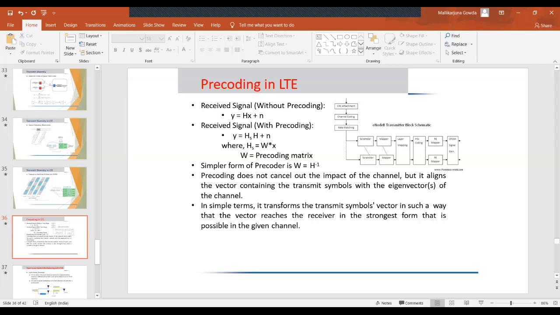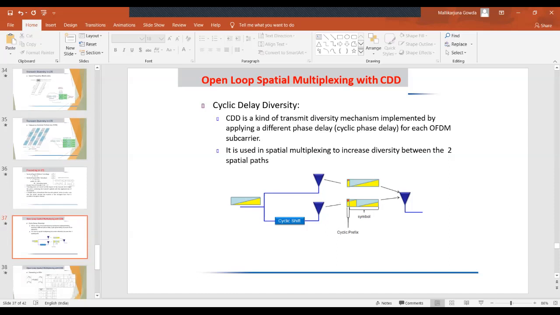When the pre-coding matrix is equal to the inverse of the channel matrix, it does not mean that it will cancel out the impact of the channel, but it aligns the vector containing the transmit symbols with the eigenvector of the channel. So to say in simple words, it transforms the transmit symbol vector in such a way that the vector reaches the receiver in the strongest form that is possible in the given channel. This is what pre-coding in LTE is.